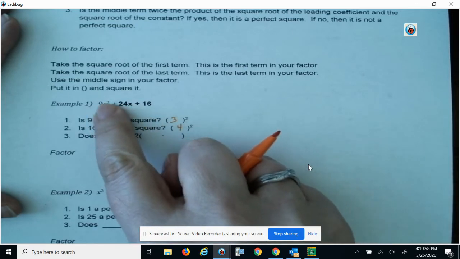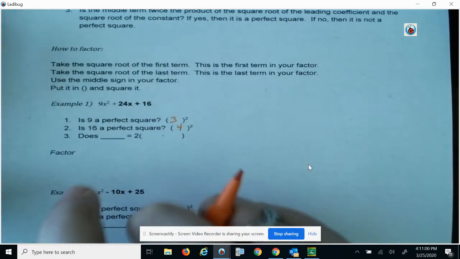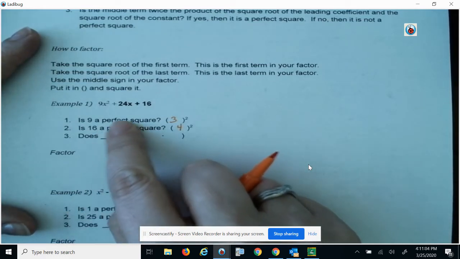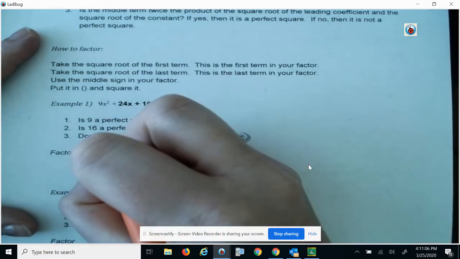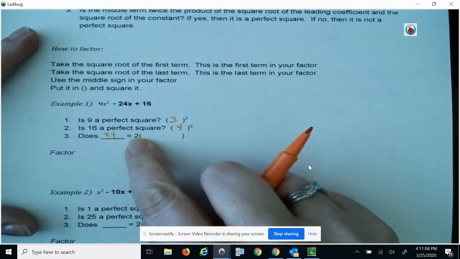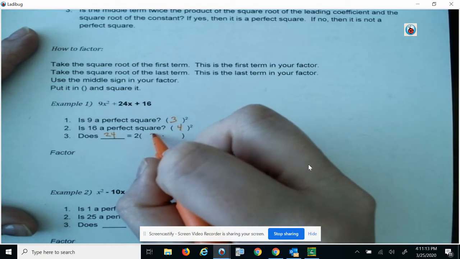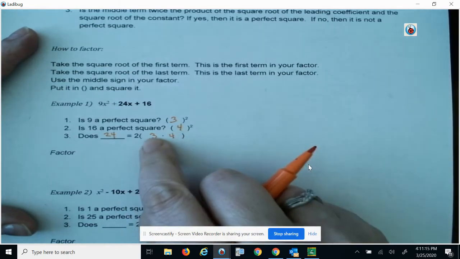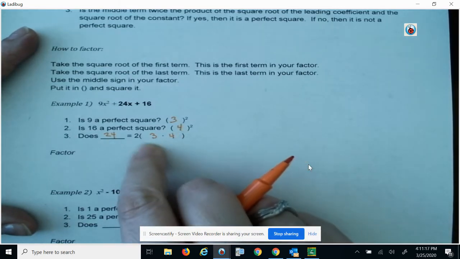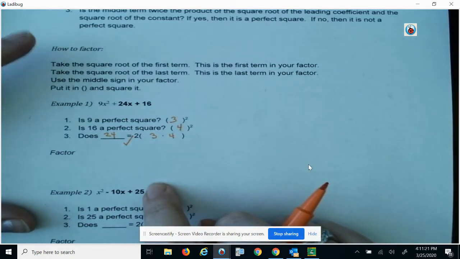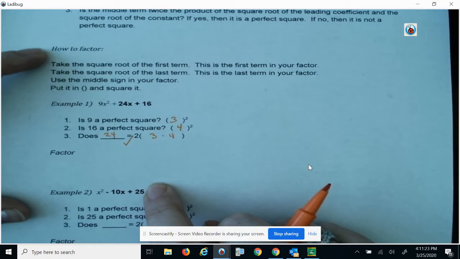And then last, we want to check this middle number. All of our numbers have to have some kind of special thing about them in order to use this trick. So does that middle number, 24, equal 2 times what these square roots are, 3 times 4? Okay, so 3 times 4 is 12. 12 times 2 is 24. Yes, it does. So we can factor it using our perfect square model.